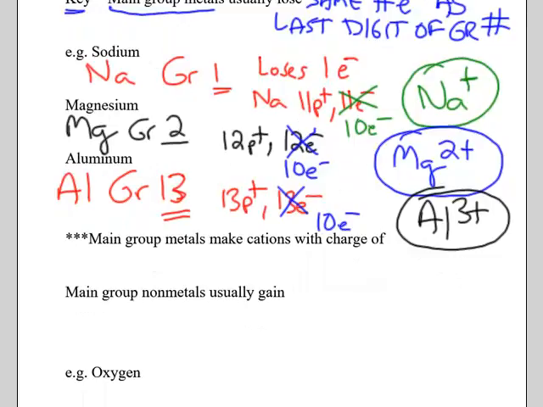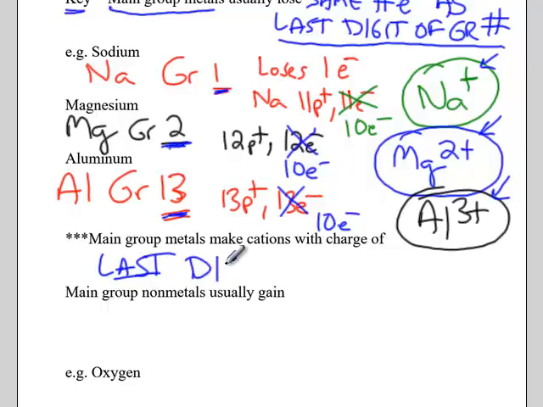If you notice the pattern that we've been going through, the shortcut, we don't have to write down how many protons and how many electrons we started with. All we have to find is the last digit of the group number. Sodium was in group 1, it makes a +1 cation. Magnesium is in group 2, it makes a +2 cation. And aluminum, being in group 13, last digit is 3, it made a +3 cation. So the key thing to remember is if you're talking about a main group metal, it will make a cation that has the same charge as whatever the last digit of the group number is.